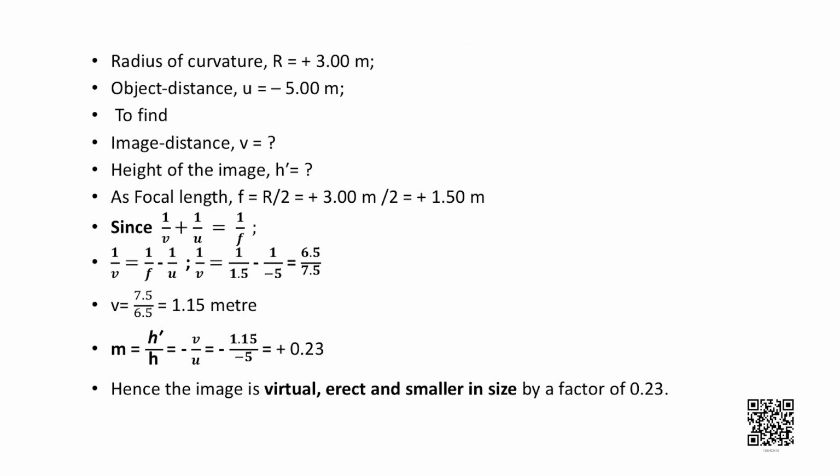In order to find the size of the image, we use the magnification formula m is equal to minus v by u equal to minus 1.15 divided by minus 5 equal to 0.23. Hence, the image is virtual, erect and smaller in size by a factor of 0.23. Hope you have understood the questions well. Do practice more numericals. The more you practice, the better you learn.